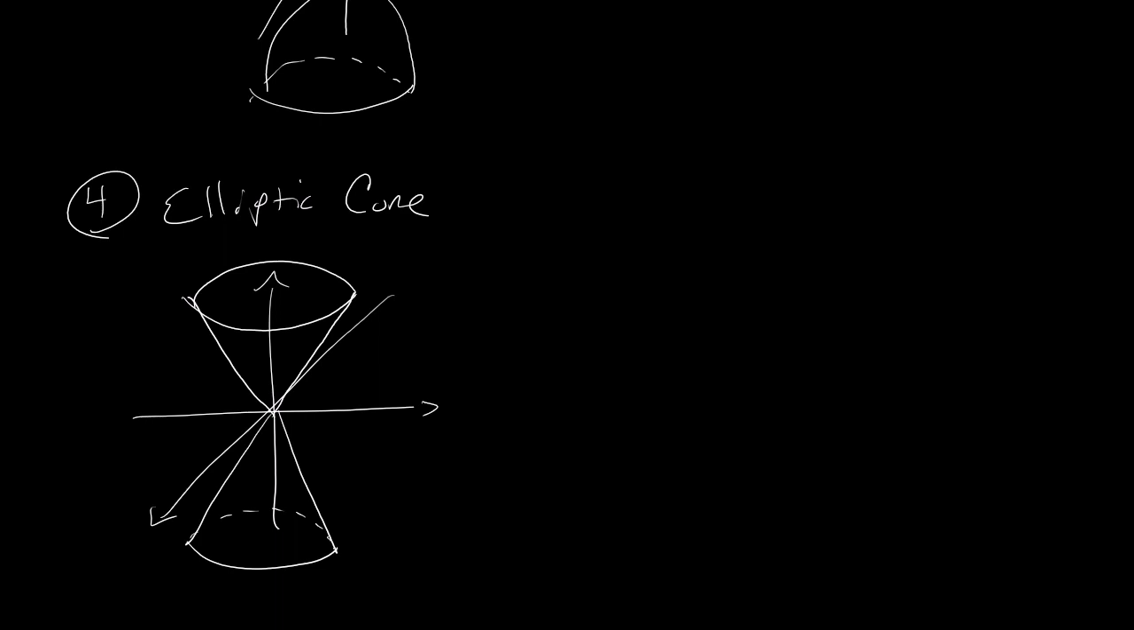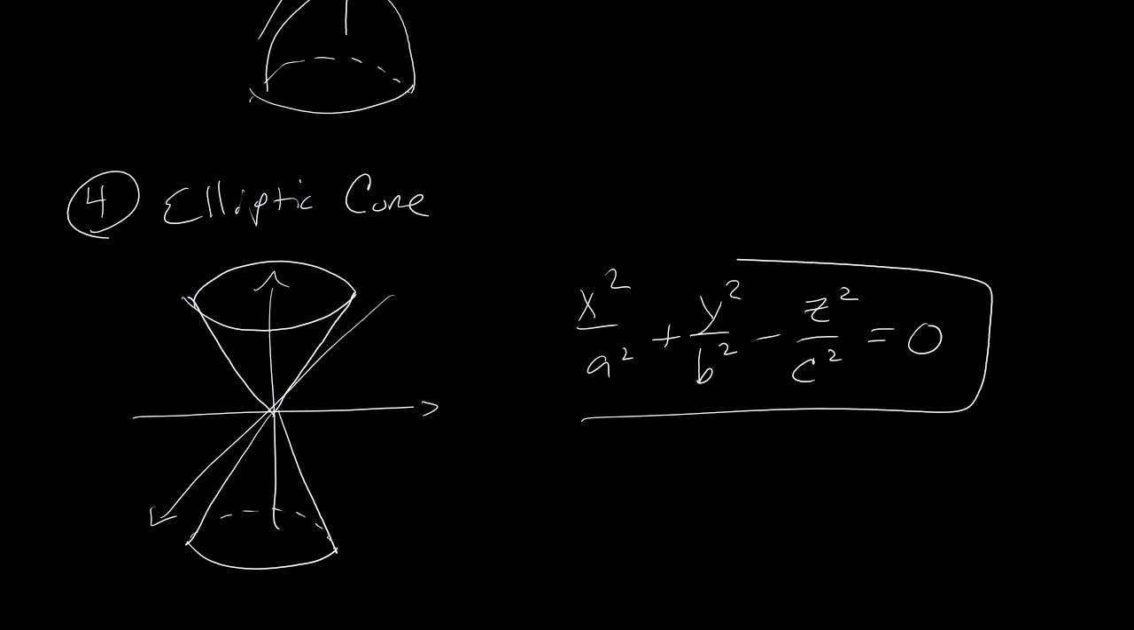With the elliptic cone, the formula is going to be x squared over a squared plus y squared over b squared minus z squared over c squared equal to 0. So if it's equal to 1, we have a hyperboloid of one sheet. If it's equal to 0, we have the elliptic cone. And again, you do not have to memorize all of this. You can have this written down on your 4x6 index card for the exam. You know which axis this is going to open along because it's the one that's negative, negative z squared.